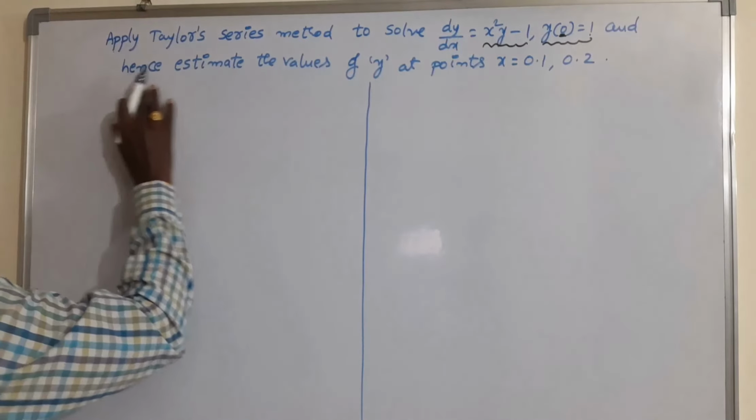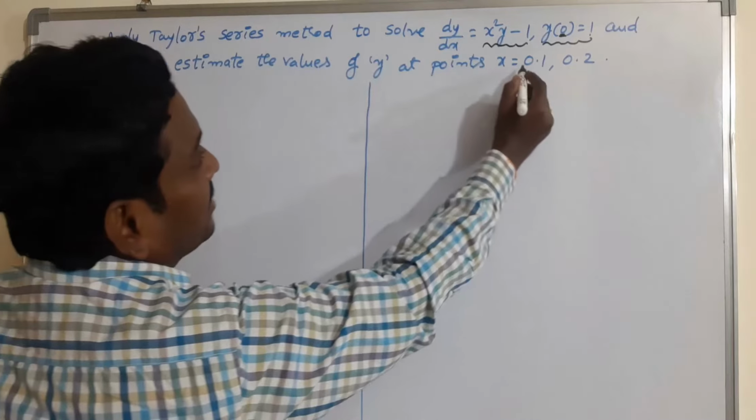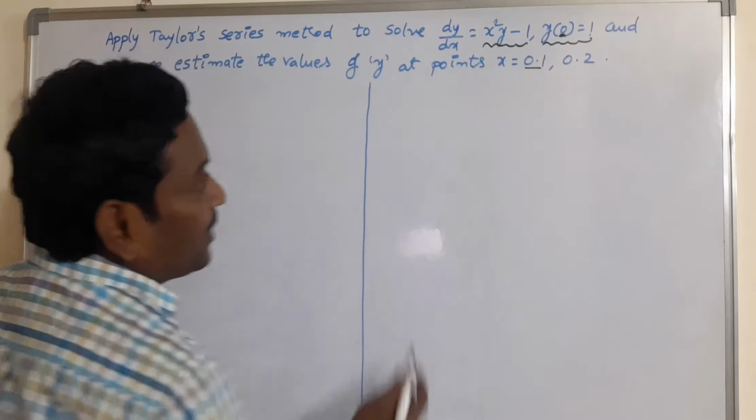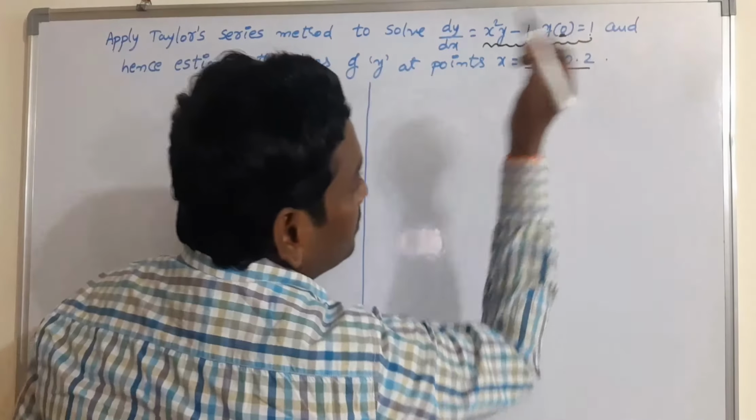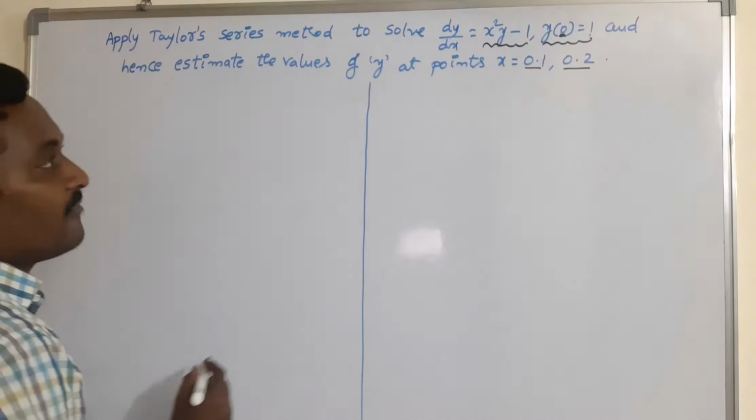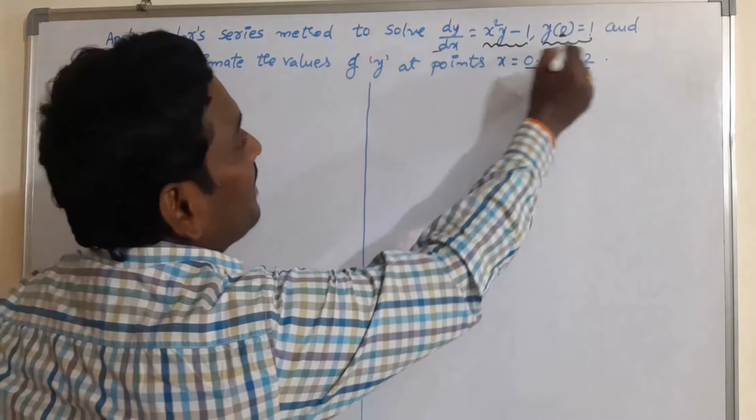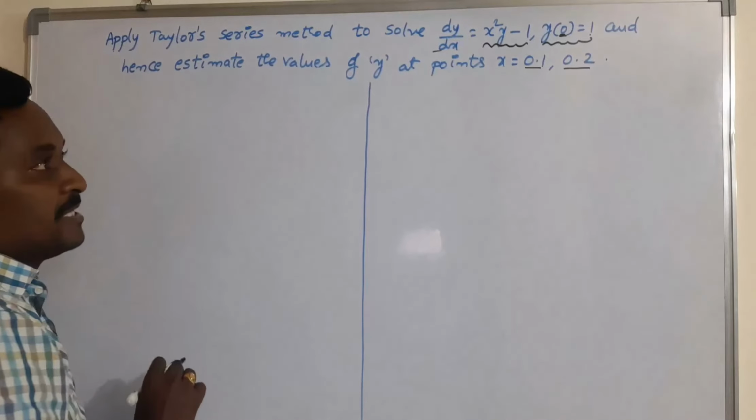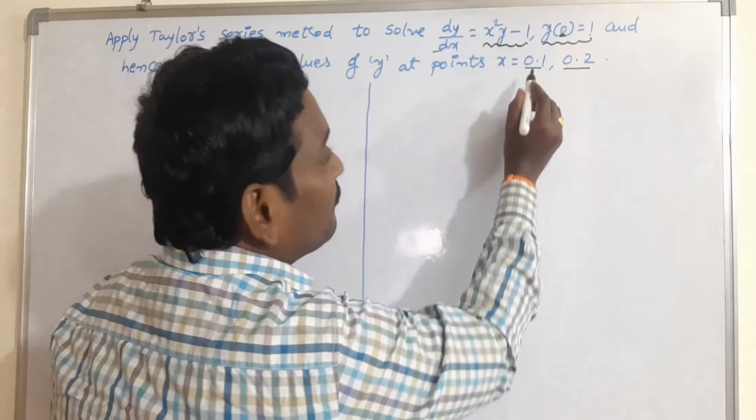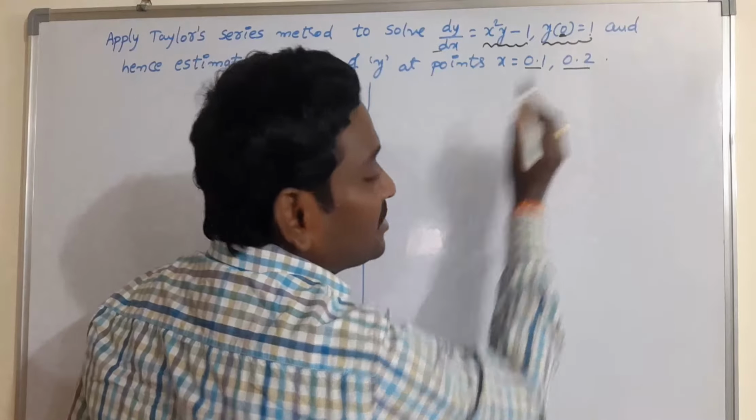And hence we have to estimate the values of y at the points x is equal to 0.1 and x is equal to 0.2. So first of all we have to find out the solution of this initial value problem by using Taylor series method. After that we have to find out y of 0.1 and y of 0.2.